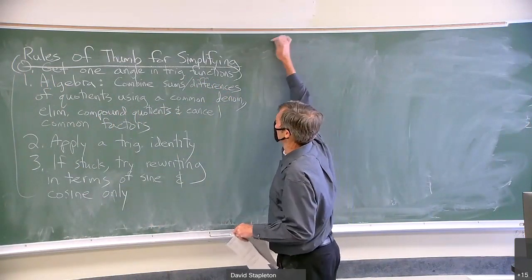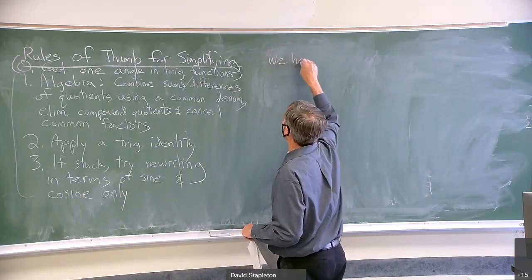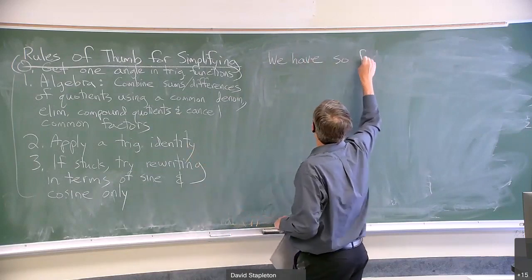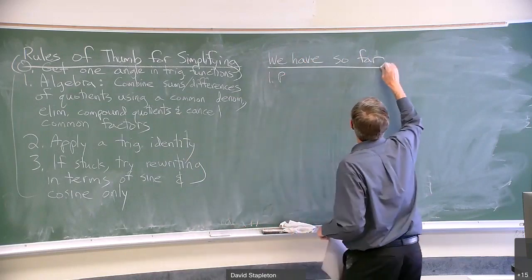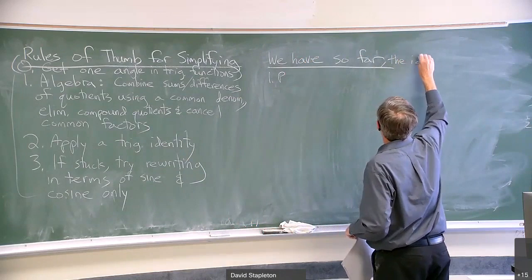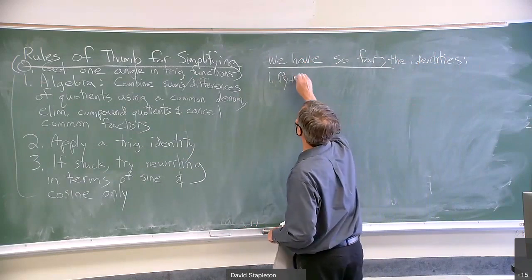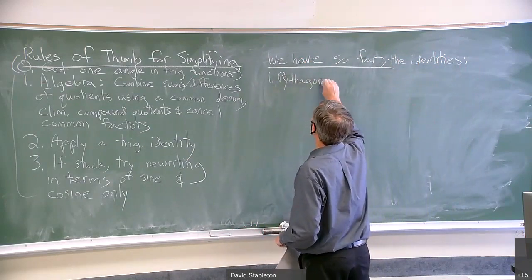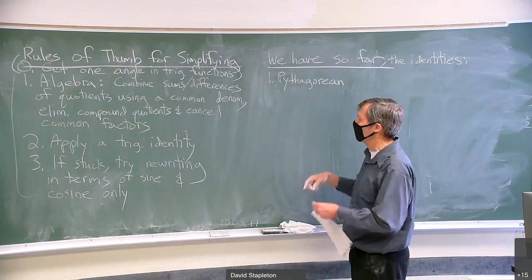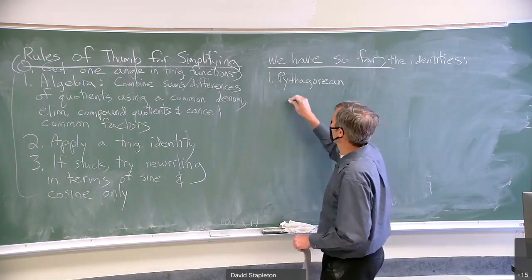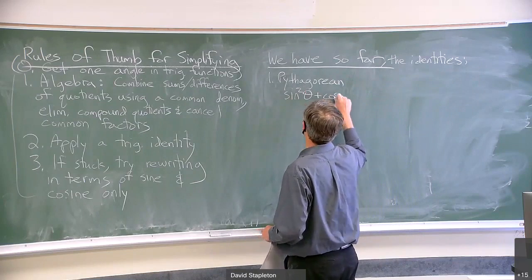And then before I do the example, I need to list the trig identities. We have so far these trig identities to apply in step 2. We have the Pythagorean identities. In this section, it's nice to have this list in front of you and say, can I apply this? Can I apply that? And that gets you used to thinking about it. Pythagorean identities are this one. This is the most important one: sine squared plus cosine squared equals 1.